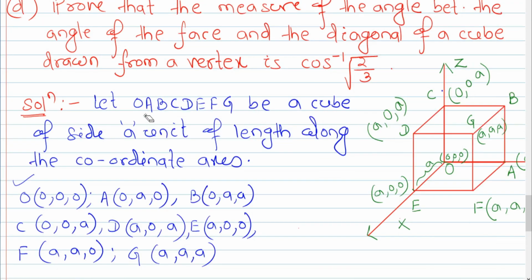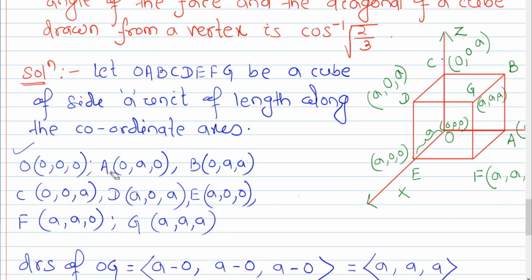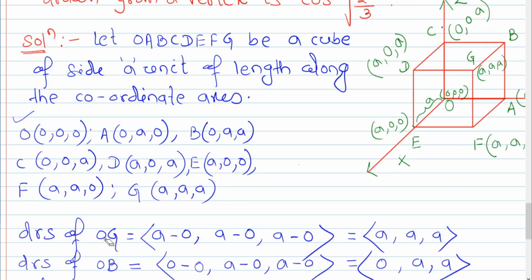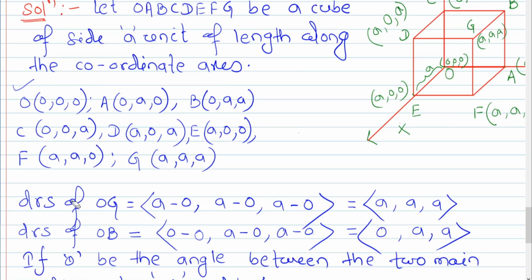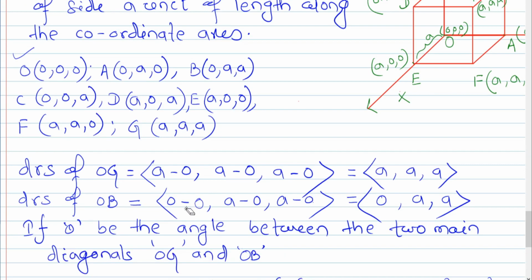See, that is, OABCDEFG be a cube of side a unit of length along the coordinate axis. You see the diagram OABCDEFG. Now you write the coordinates of each vertex. Then the DRS of OG, one main diagonal is OG and one face diagonal is OB. So you should write the DRS of OG, that is a, a, a, and the DRS of OB, that is 0 minus 0, a minus 0, a minus 0, that is 0, a, a.